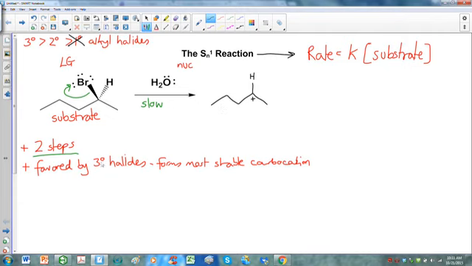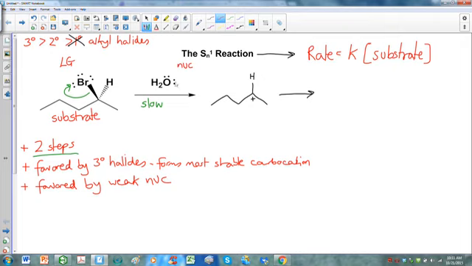Okay? So far we've seen that the reaction is 2 steps, and this is the first step. The second step is what happens with the nucleophile. Now notice we have this water nucleophile here. We classify this nucleophile as weak because it has no charge. The SN1 reaction is favored by weak nucleophiles.